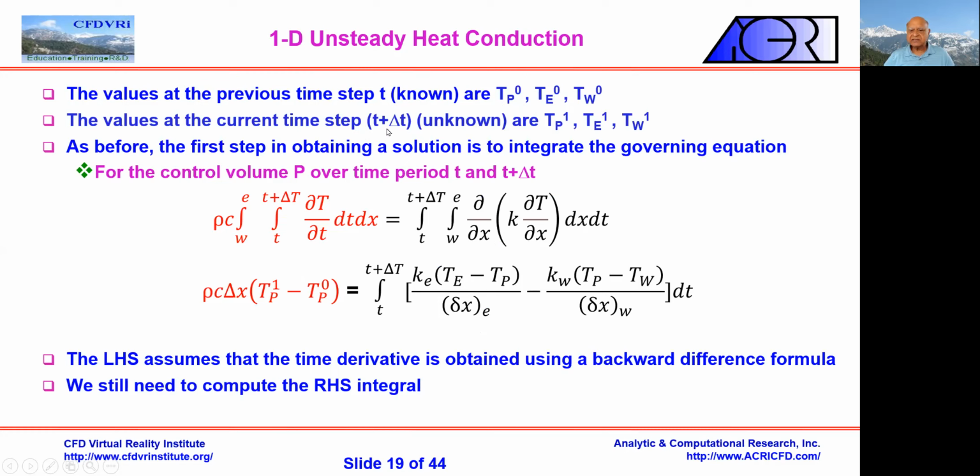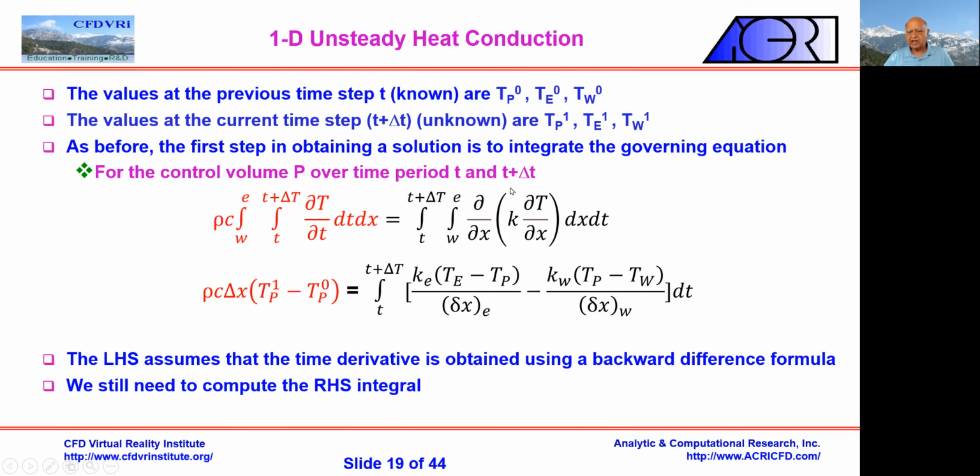Now, the values at the current step, which are unknown, are designated by 1, right? So the first step in obtaining a solution is that we integrate the equation over the control volume for the time period T to T plus delta T, and we get this equation, right? Now this we can do simply by saying this is the new value minus the old value. This one integral is done exactly because we have d by dx there and a dx there. So by Gauss theorem, this drops out.